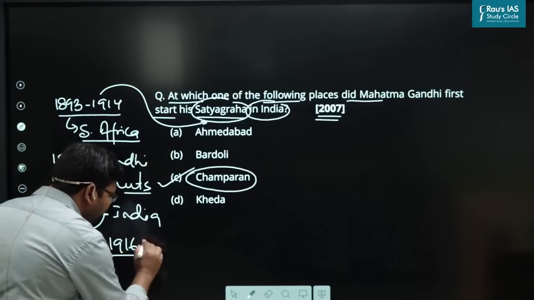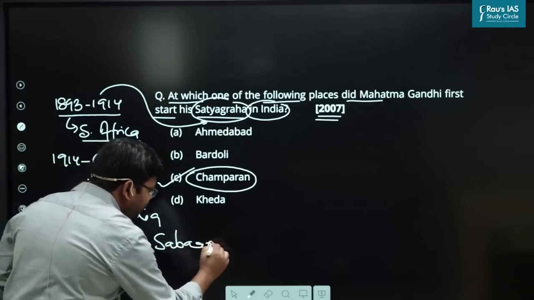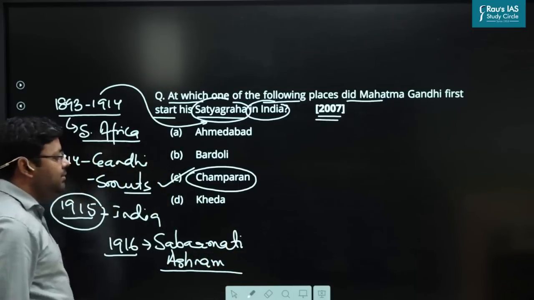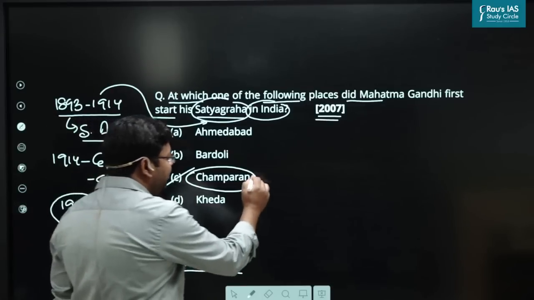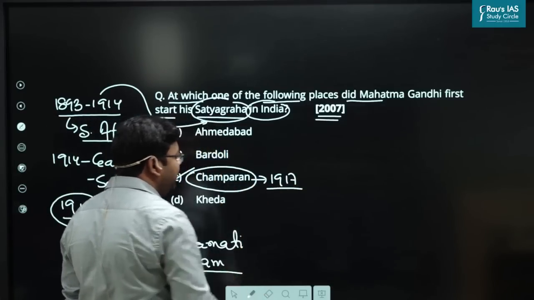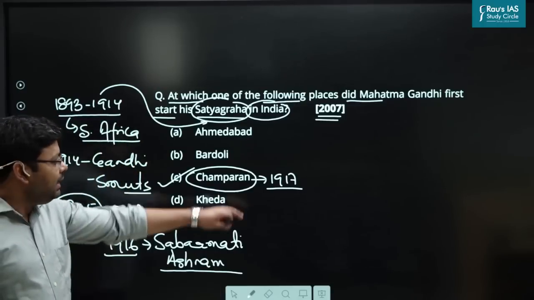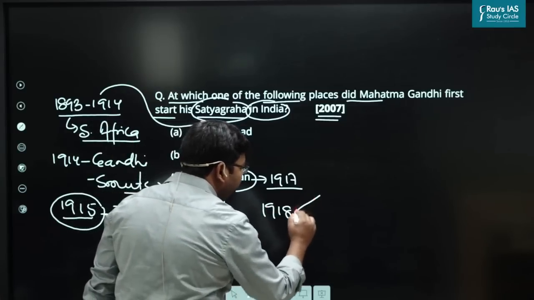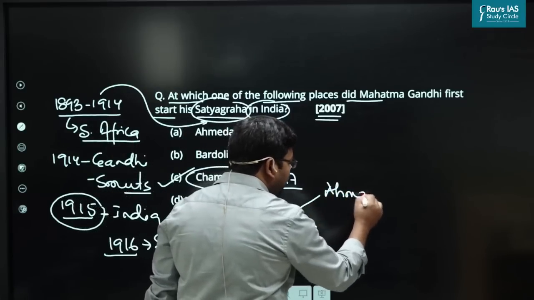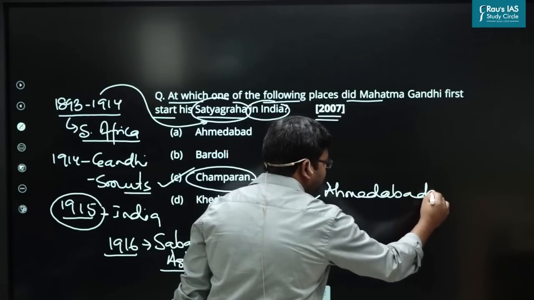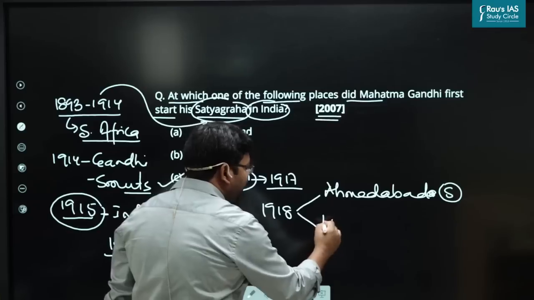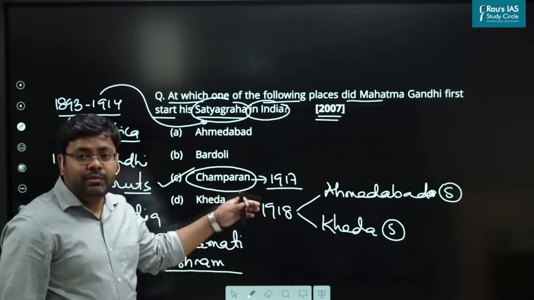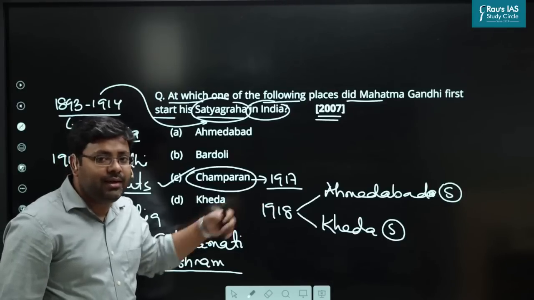In 1916, he started his first activity by establishing Sabarmati Ashram on the banks of the river Sabarmati near Ahmedabad. Then the first major political activity started in 1917 with the Champaran Satyagraha. In 1918 Gandhiji came up with two more Satyagrahas. One was the Ahmedabad Satyagraha, and the second was the Kheda Satyagraha, both in Gujarat. These were the initial major political activities by Gandhiji.